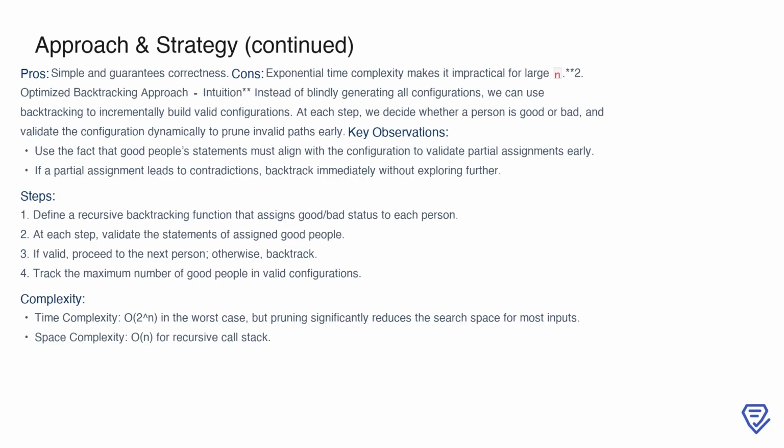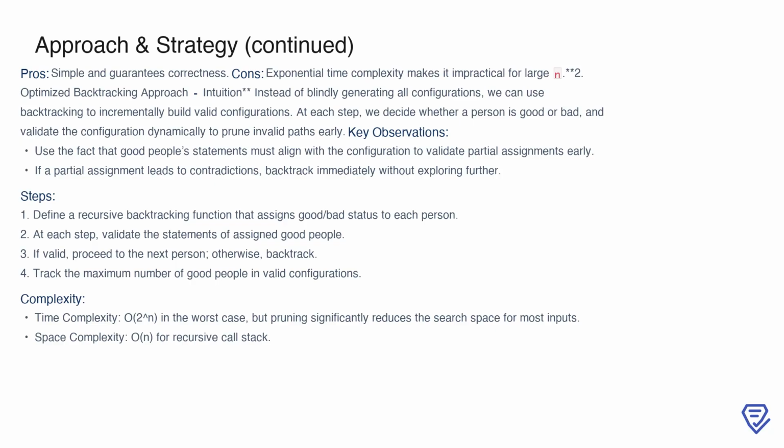If a partial assignment leads to contradictions, we can backtrack immediately without exploring further. This process is implemented using a recursive backtracking function that assigns good or bad status to each person. During each step, we validate the statements of the assigned good people. If valid, we proceed to the next person, otherwise, we backtrack.